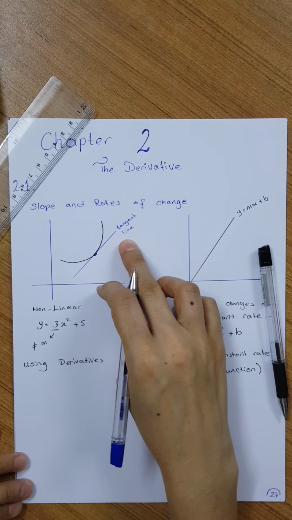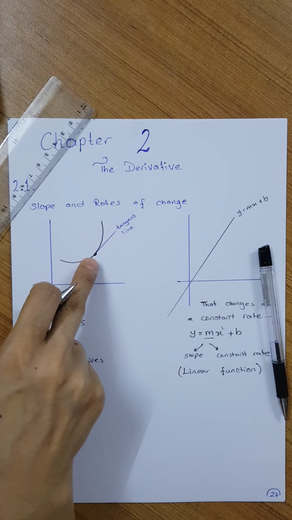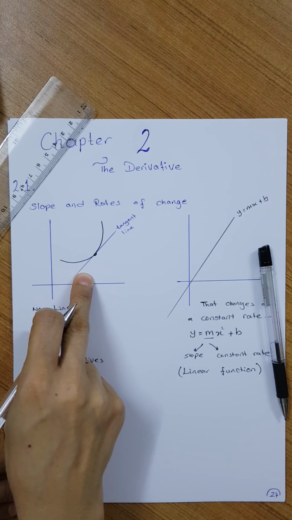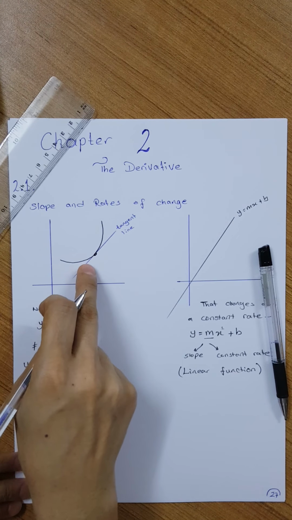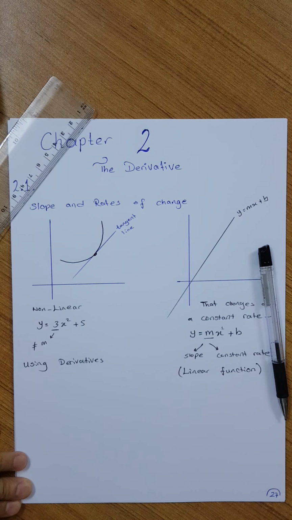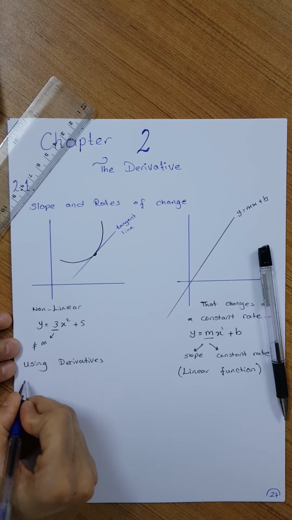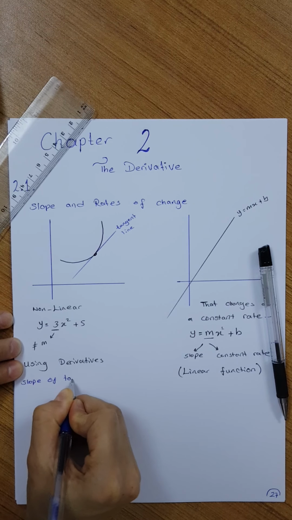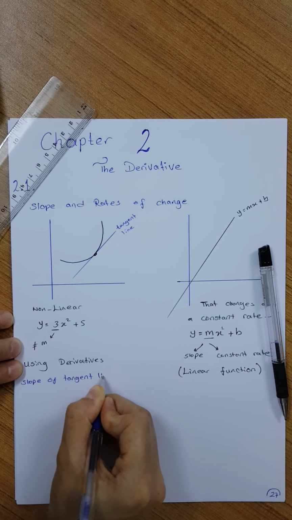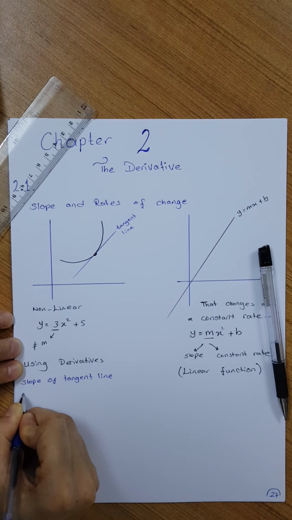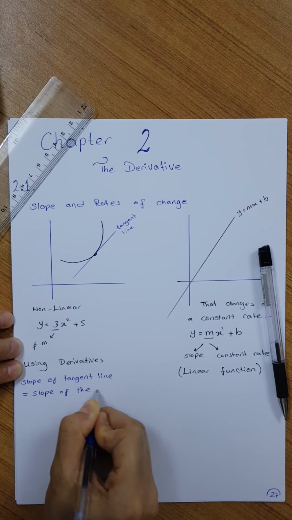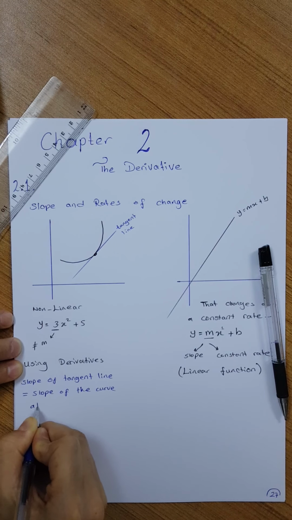That's a tangent line. If you want to find the slope of that curve at that point, we draw a tangent line from that point. Finding the slope of that tangent line will give us the slope of the curve at that given point. Let me write it here for you. Slope of tangent line is equal to what? Is equal to slope of the curve at the given point.